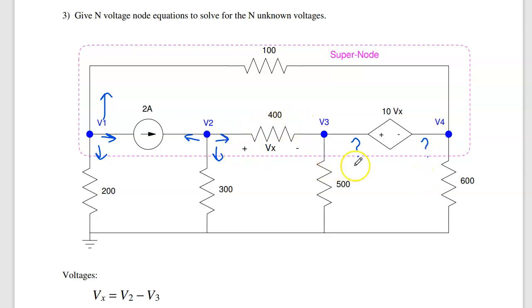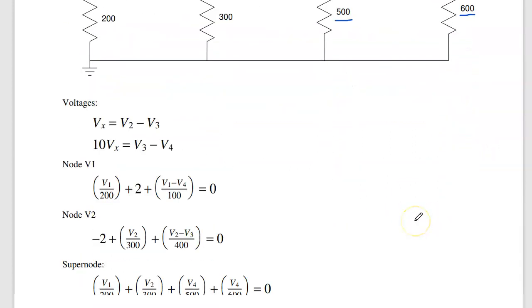That's a supernode. Draw a closed path around your circuit. I haven't written anything for the 500 and 600 ohm resistor yet. Come up with a supernode that includes these two. This is one candidate. So the last equation would be V1 over 200 plus V2 over 300 plus V3 over 500 plus V4 over 600 equals 0. Gives me 5 equations, 5 unknowns.